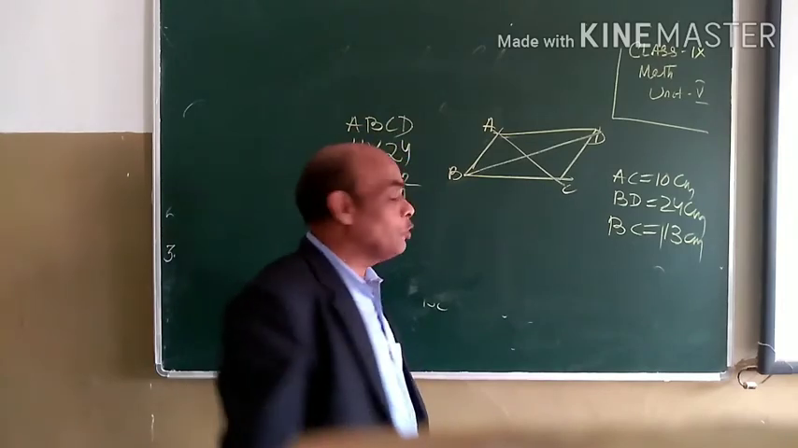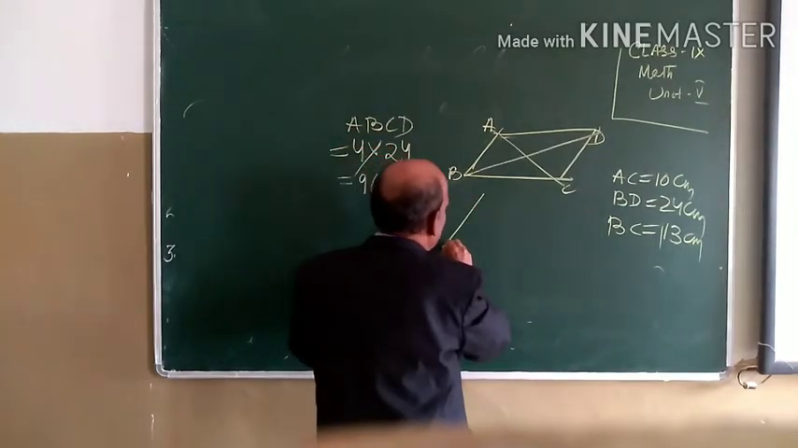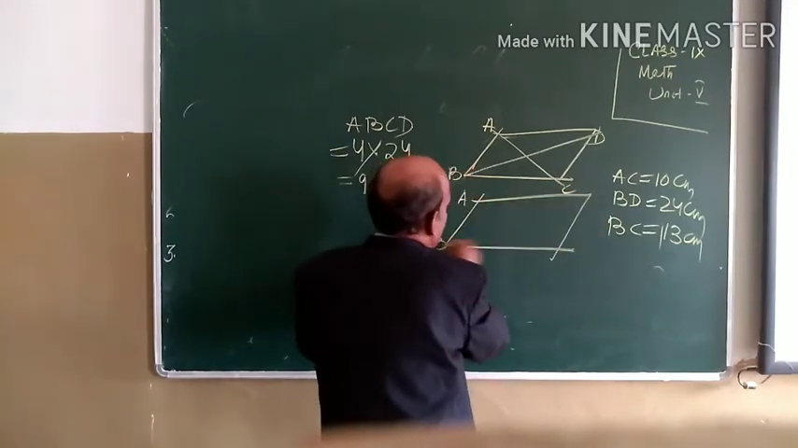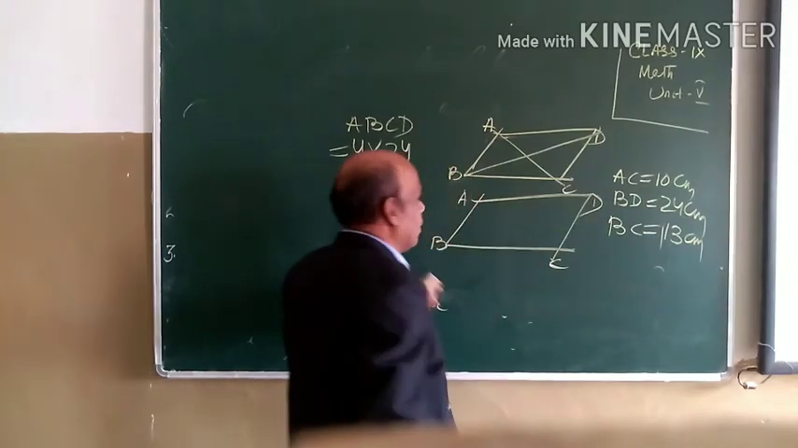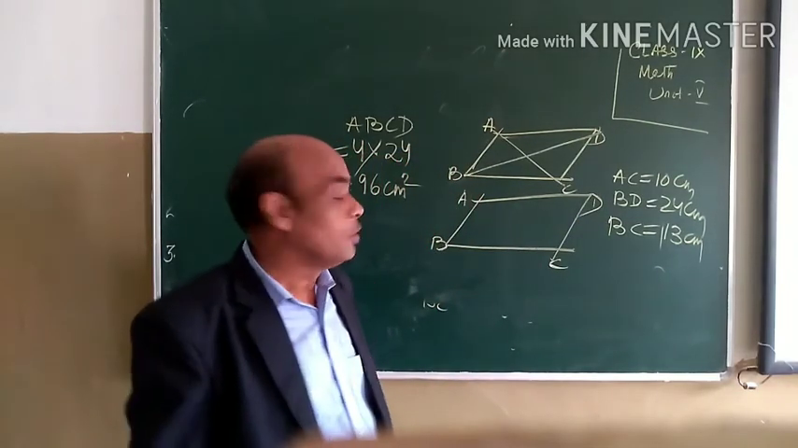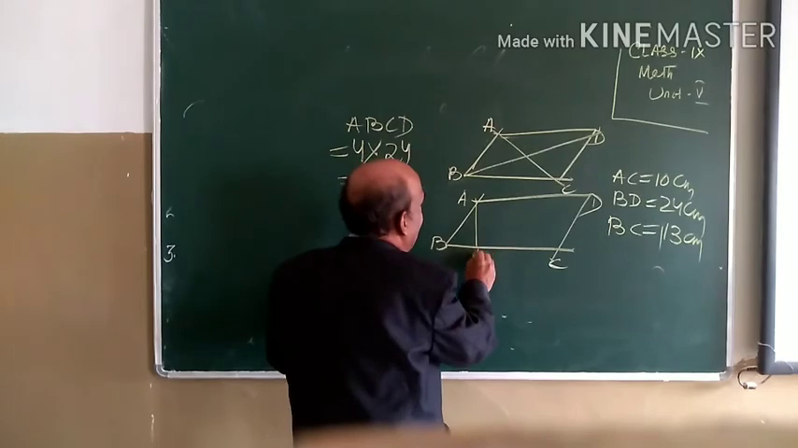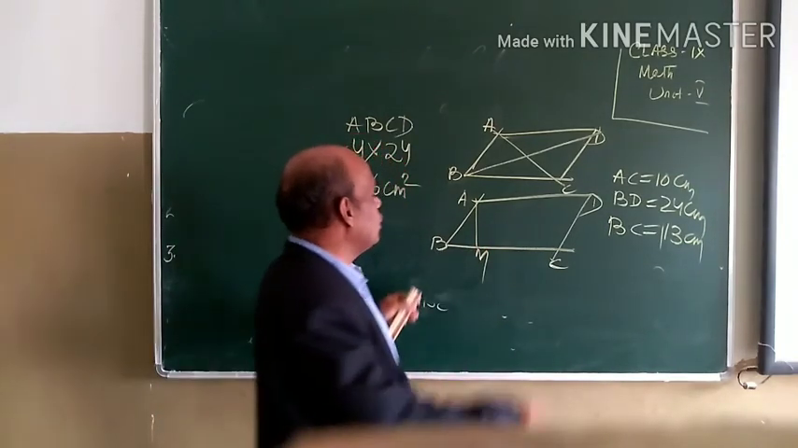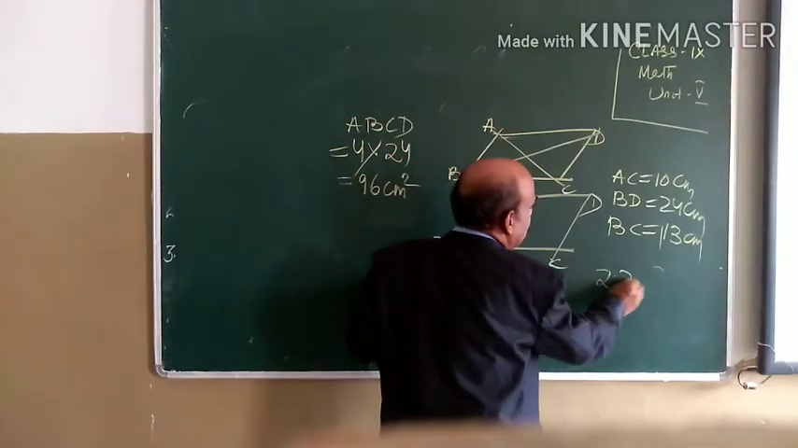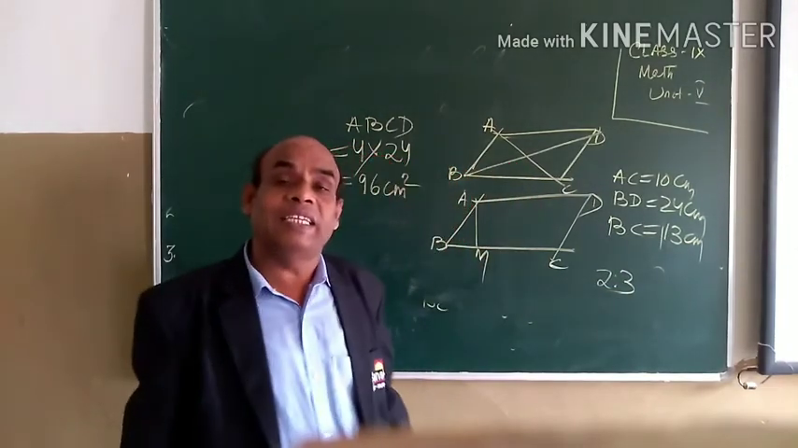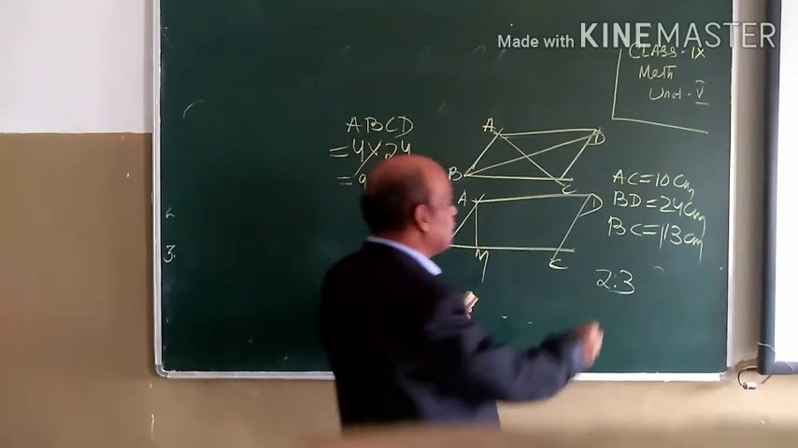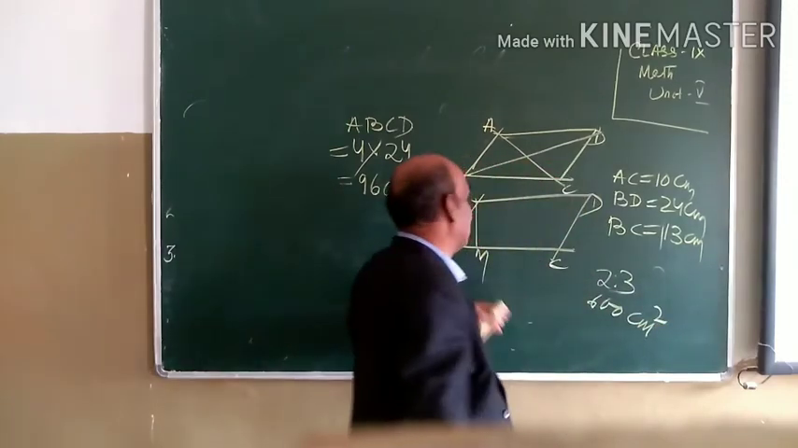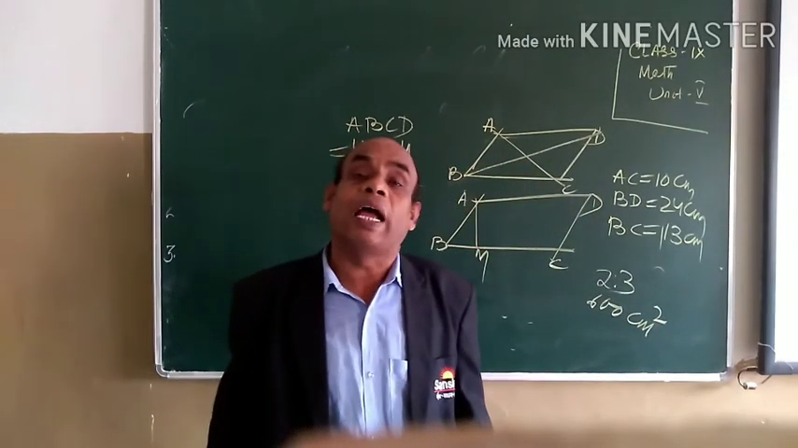Suppose another type of question also may be like this way. In a parallelogram ABCD, the ratio of height and base is 2:3, and area is given to you 600 centimeter square. So find the base and height.